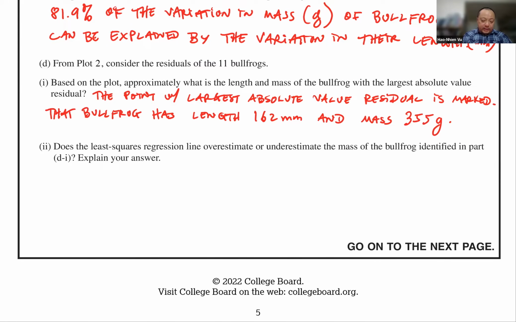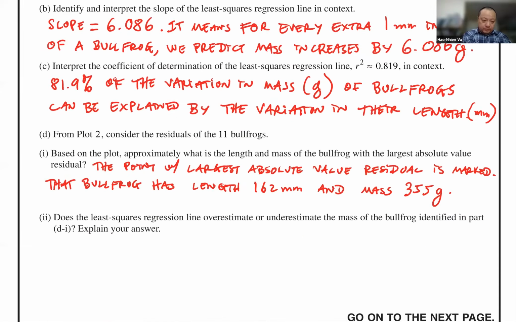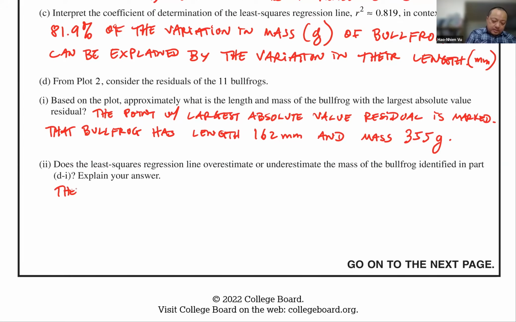Part BII, does the least square regression line overestimate or underestimate the mass of the bullfrog identified in part BI? Well, the actual mass is here and the predicted mass is way up there, so it's an overestimation. So just say that. The least square regression line, it's okay to abbreviate as LSRL. Any abbreviation that is considered standard notation is fine. Non-standard is not fine.